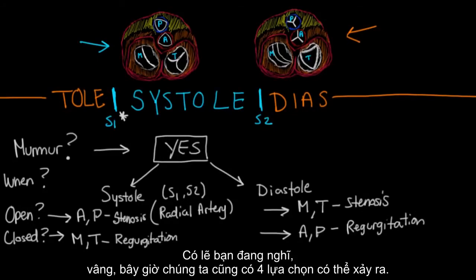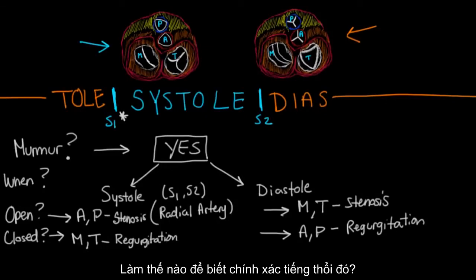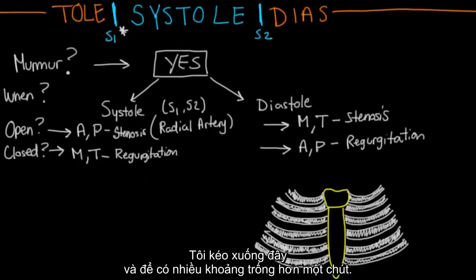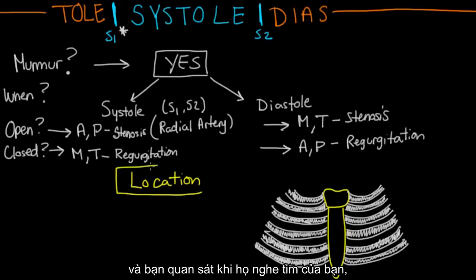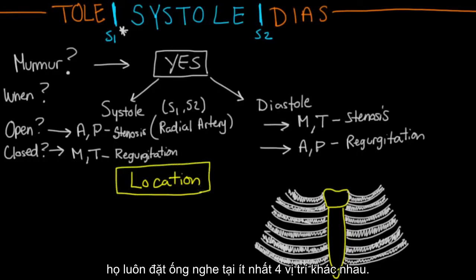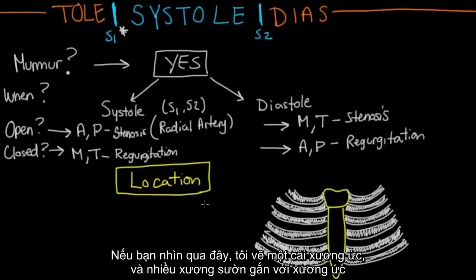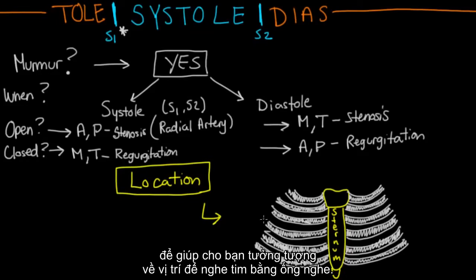So you may be thinking, okay, well now we have 4 possible choices. How do I figure out which murmur it actually is? So let me scroll down here and give myself a little more space. The next step is to really consider location. If you've ever been to the doctor and you watch them while they listen to your heart, they usually put the stethoscope in at least 4 different places. And if you look over here, I've drawn a sternum and some of the ribs that go with the sternum to give you an idea for where to listen with the stethoscope.